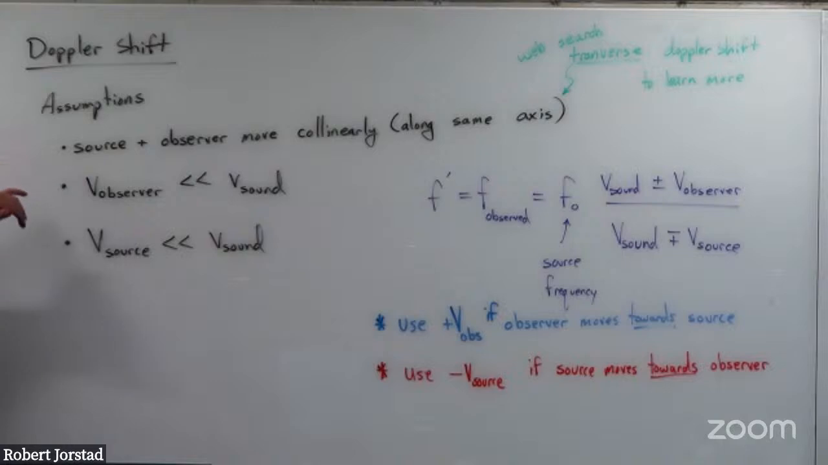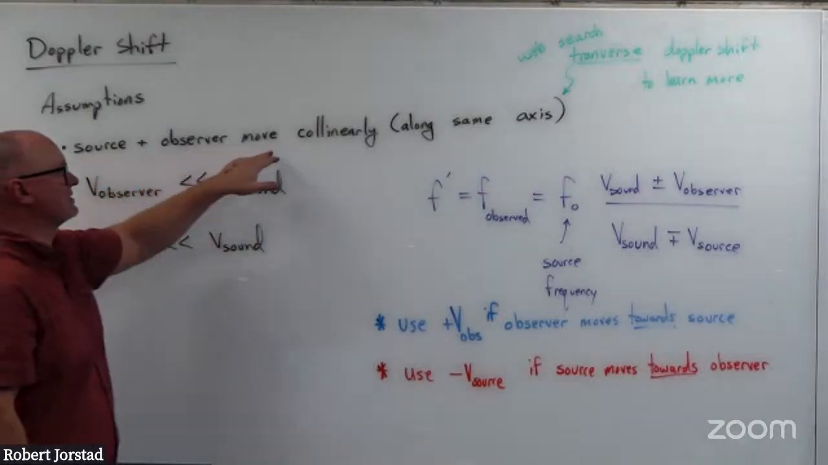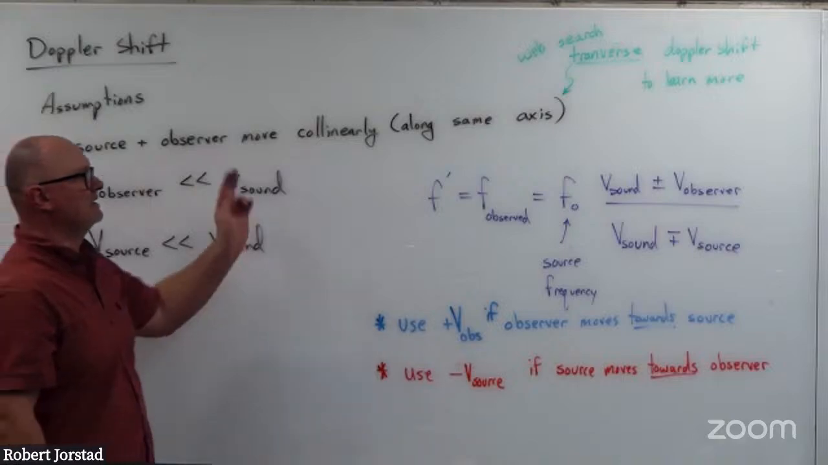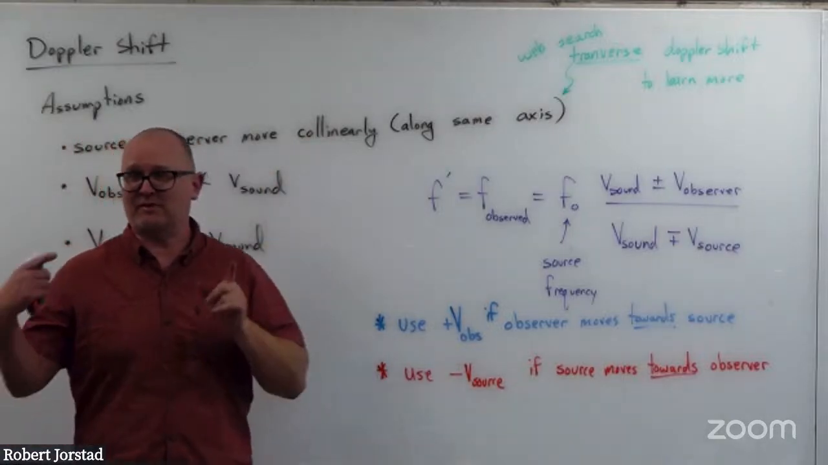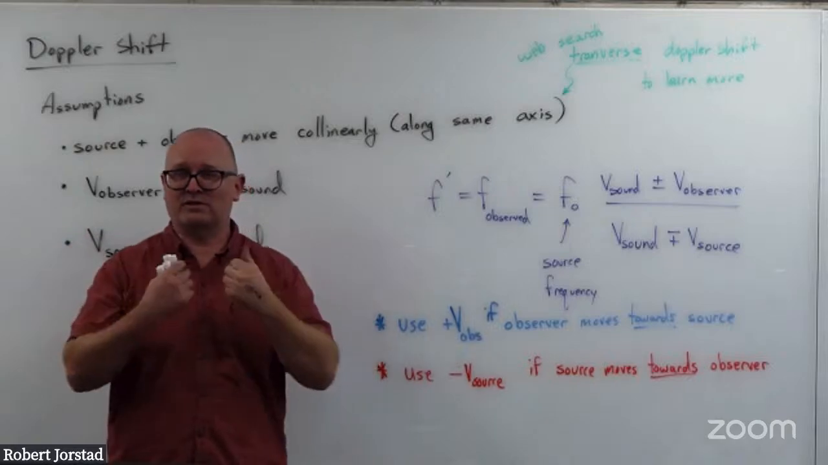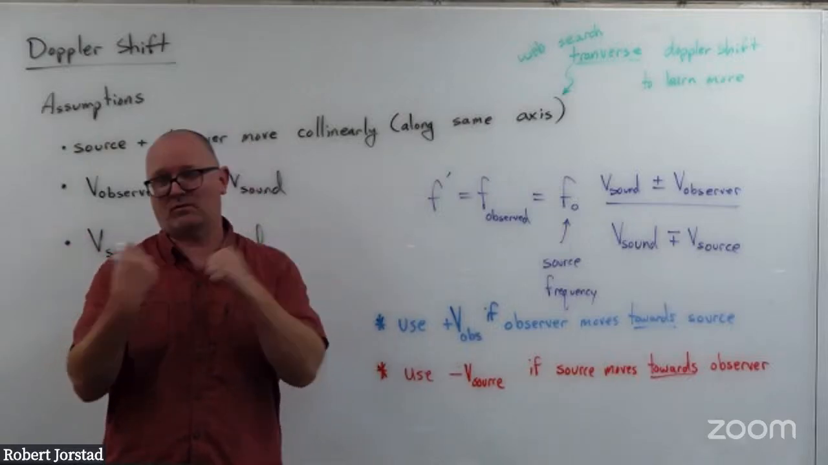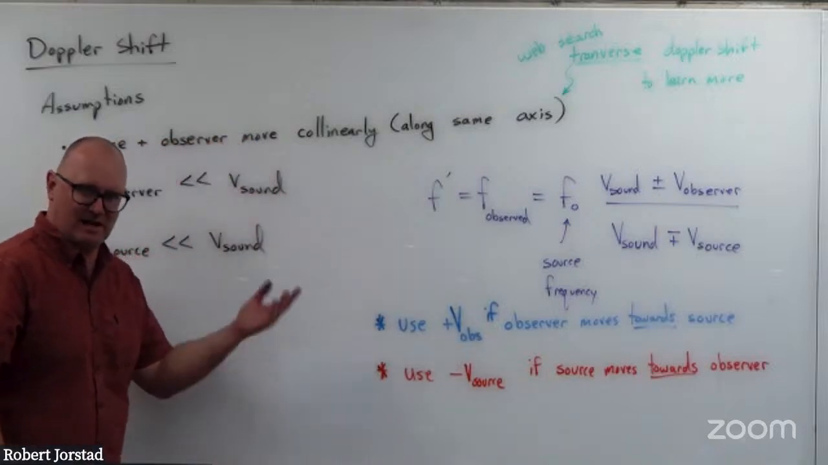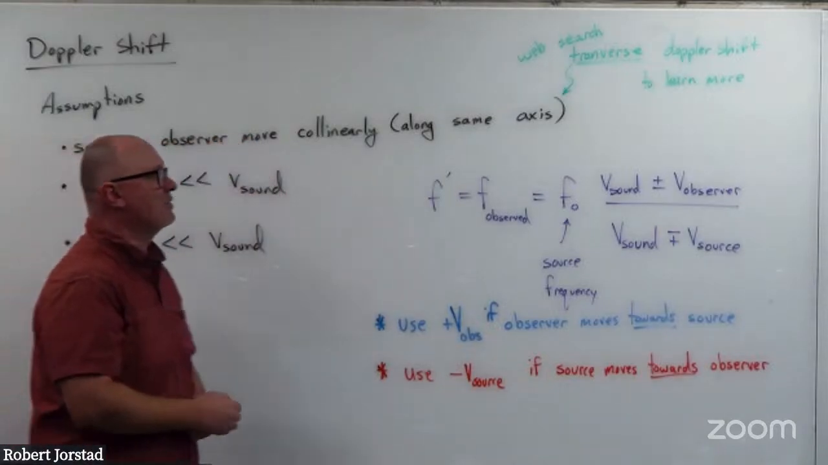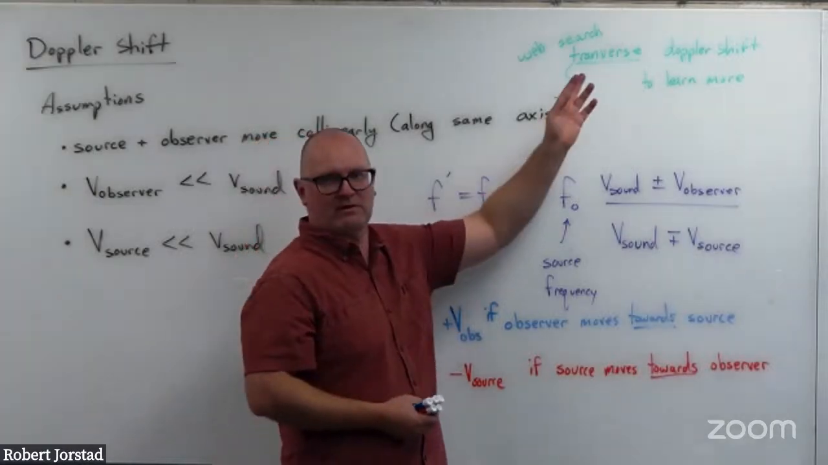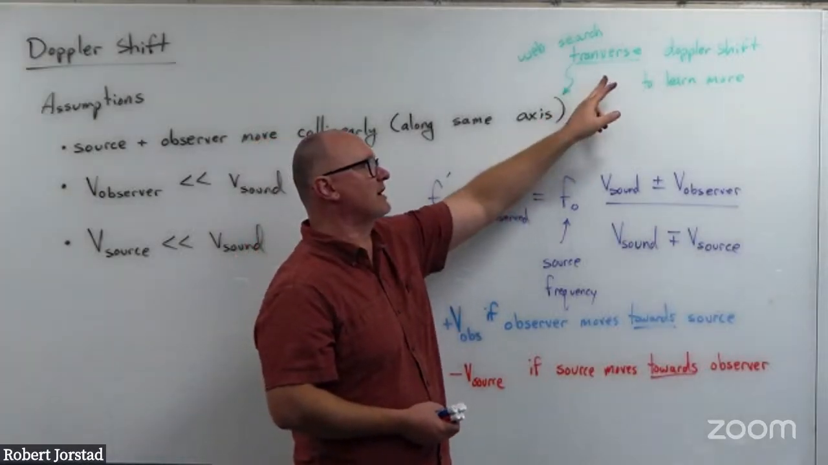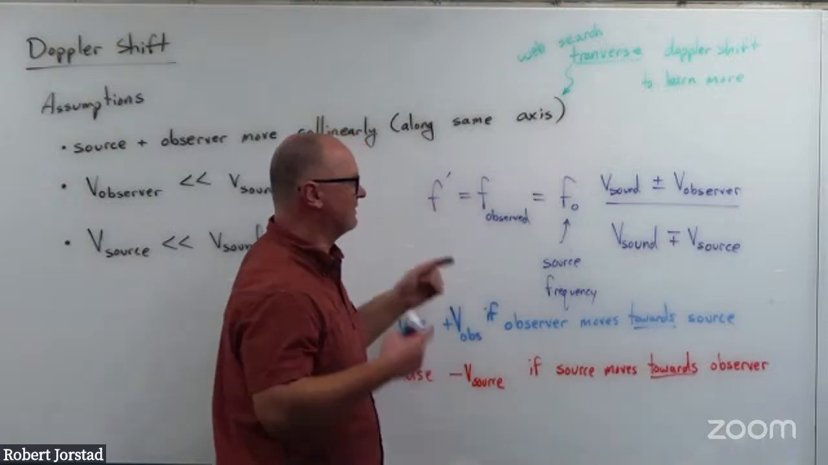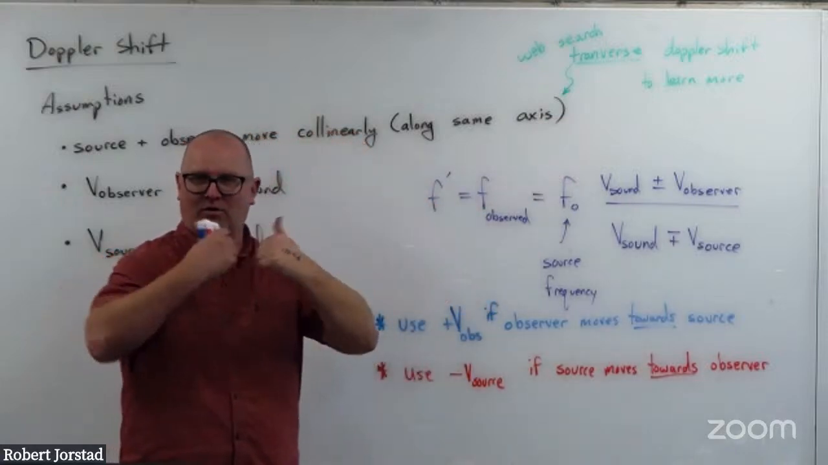So some assumptions. We're going to assume that the source and the observer move collinearly, meaning along the same axis. That doesn't mean they're moving the same way. They could be moving towards each other, away, or both going the same way. But they are moving along the same, let's just say, x-axis. If you want to learn more about things moving perpendicular to each other, you could read about the transverse Doppler shift, but I don't recommend that right now. Let's just learn the basics of things going directly at or away from each other.